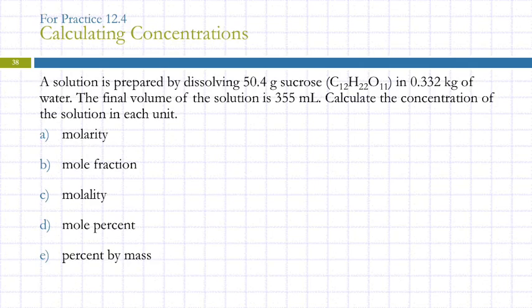Oh, this is a fun one. A solution is prepared by dissolving 50.4 grams of sucrose in 0.332 kilograms of water. The final volume of the solution is 355 milliliters. Calculate the concentration of the solution in each unit: molarity, mole fraction, molality, mole percent, percent by mass.